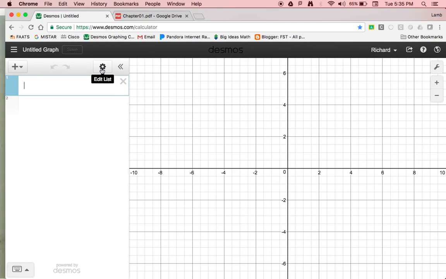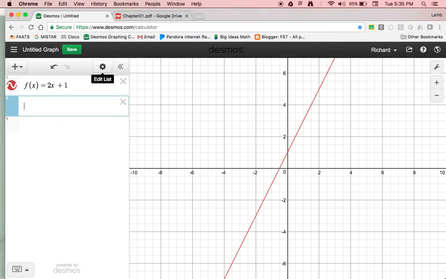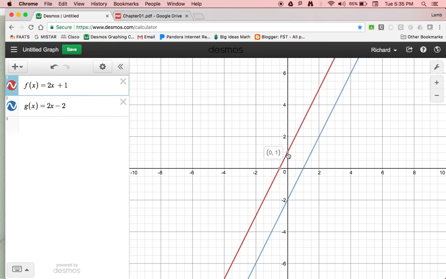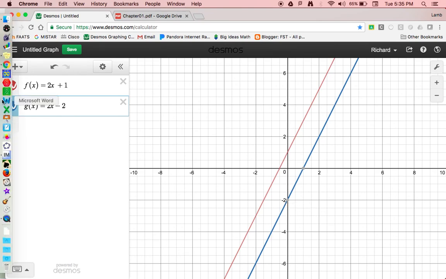Alright, so let me put in the first function. f of x equals 2x plus 1. And there's that function right there. And now let me put in the new one. g of x equals 2x minus 2. Notice how it is 3 units down, because we got 0, 1 right there, and we got 0, negative 2 right there. So it goes from 0, 1 to 0, negative 2. You can see that's a shift of 3 units down, and that's what we just did algebraically.